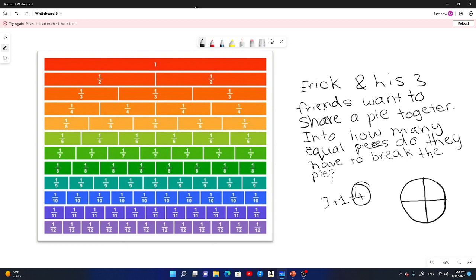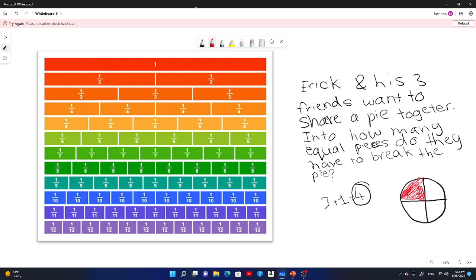So there's 1, 2, 3, 4 pieces. When you're drawing it out, always try to make the pieces look the same size. Now, pretend one of his friends ate their piece first. I go here, the shaded part. This is the piece that's been eaten, and 3 pieces are left.